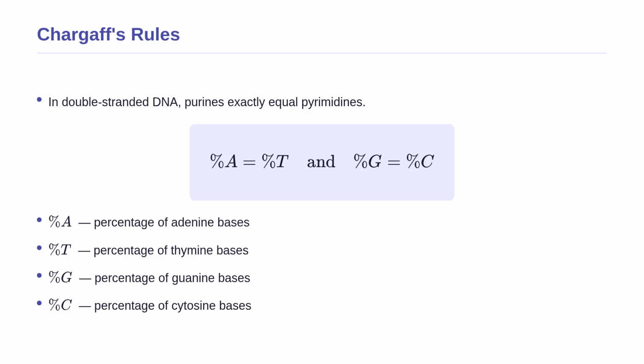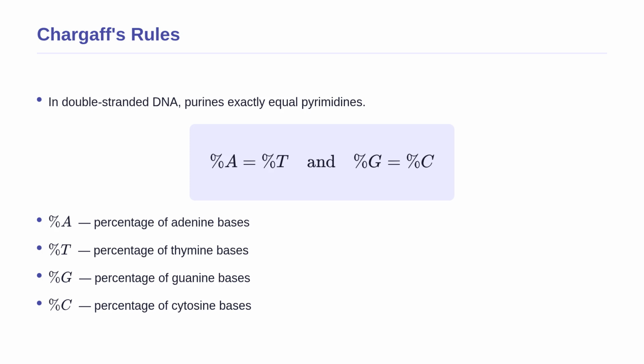This brings us to a fascinating mathematical property of DNA discovered by Erwin Chargaff. When we look at the double-stranded structure of DNA, the nitrogenous bases on one strand pair specifically with the bases on the opposite strand. This pairing is not random. Adenine always pairs with thymine, and guanine always pairs with cytosine. Because of this strict pairing mechanism, the total number of purines must exactly equal the total number of pyrimidines. This is mathematically expressed by Chargaff's rules.